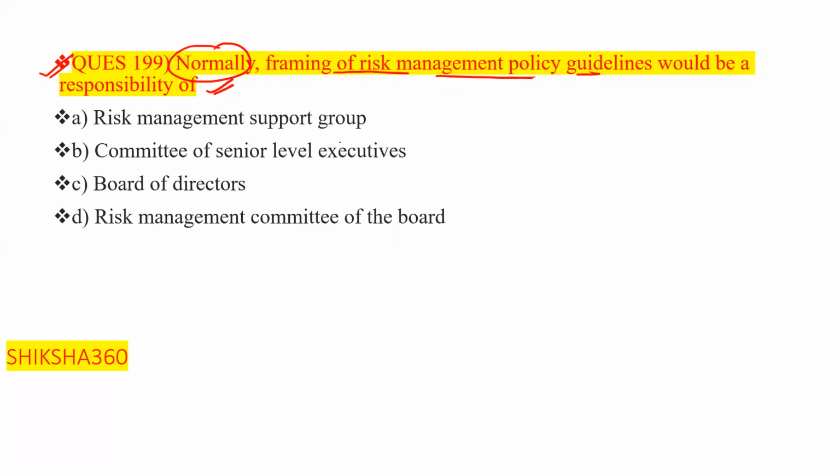First one is a risk management support group. Second one is a committee of senior level executives. Third one is the board of directors. Fourth one is the risk management committee of the board. So what is the correct answer?